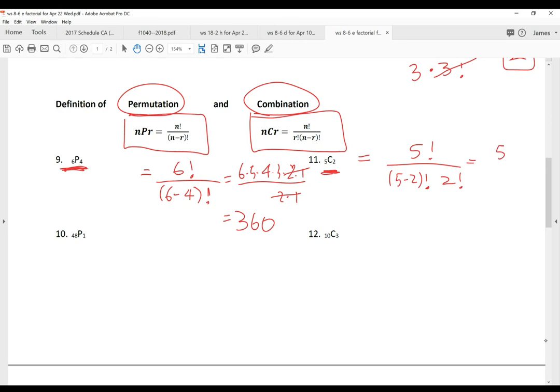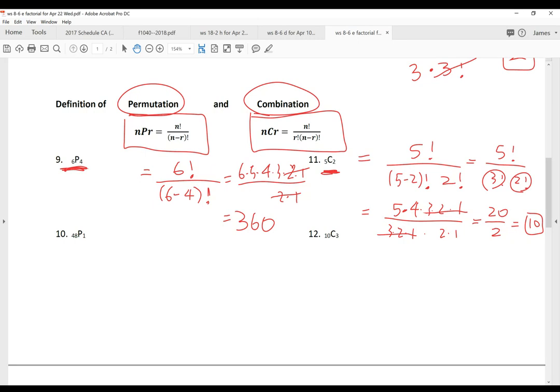So let me rewrite that. So you get 3 and 2. So if you change it into the definition, 5 times 4 times 3 times 2 times 1 on top. And in the bottom, we get 3 times 2 times 1, and then you get 2 times 1. So I'm going to cross out 3, 2, 1. So 5 times 4 is 20, and 2 times 1 is 2, so it just turns out to be 10. So a little different, but just multiplying.